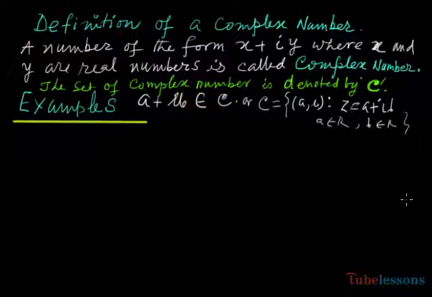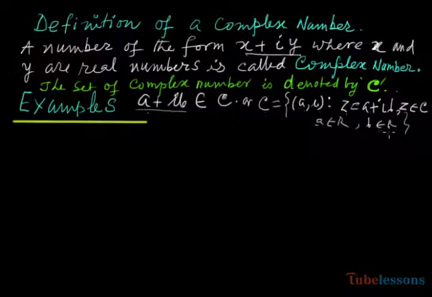Now, the definition of a complex number. A number of the form x plus iy, where x and y are real numbers, is called a complex number, and the set of complex numbers is denoted by capital C. So a plus ib, if it is a complex number, belongs to C. You can define the set C as all numbers in the form (a, b) such that z, which is a complex number, is z equal to a plus ib, where z belongs to C and a and b both belong to R.